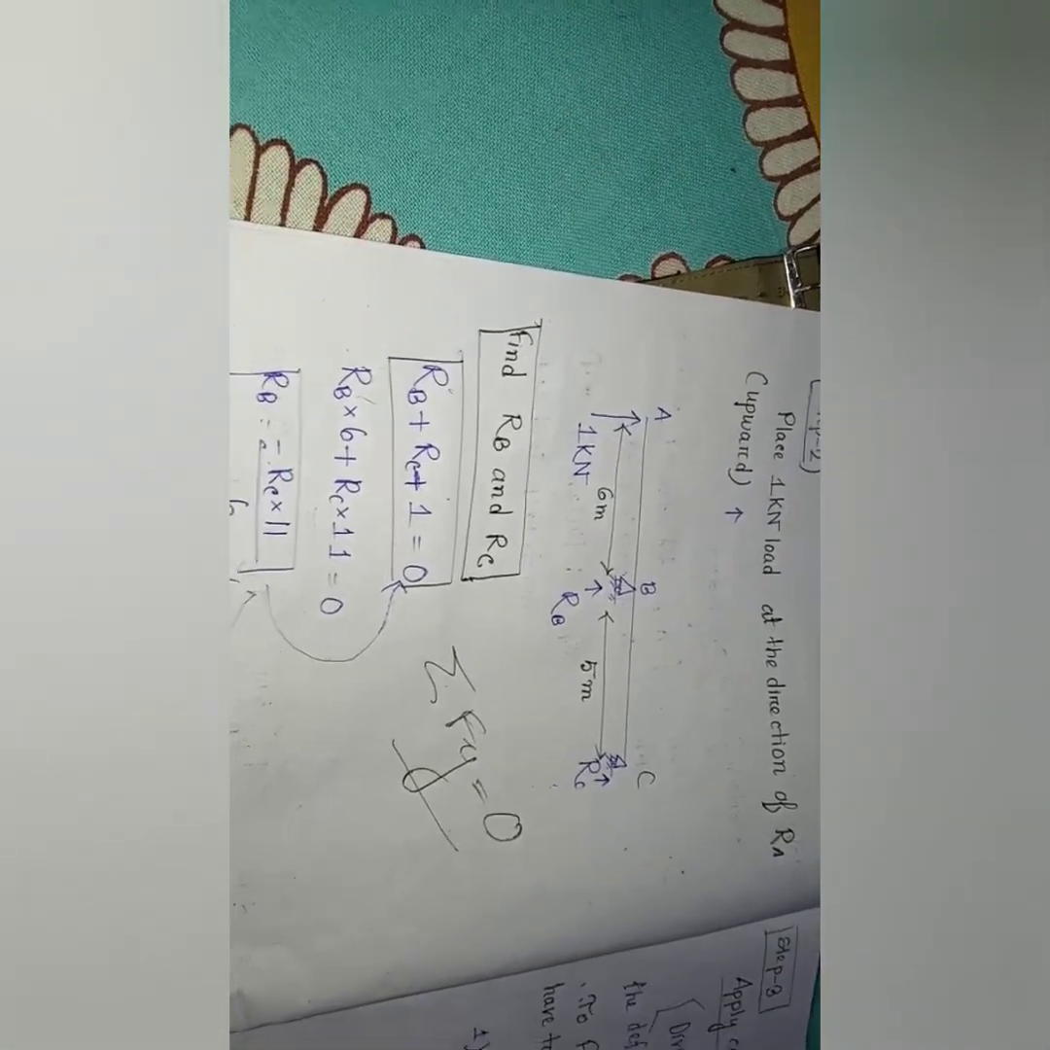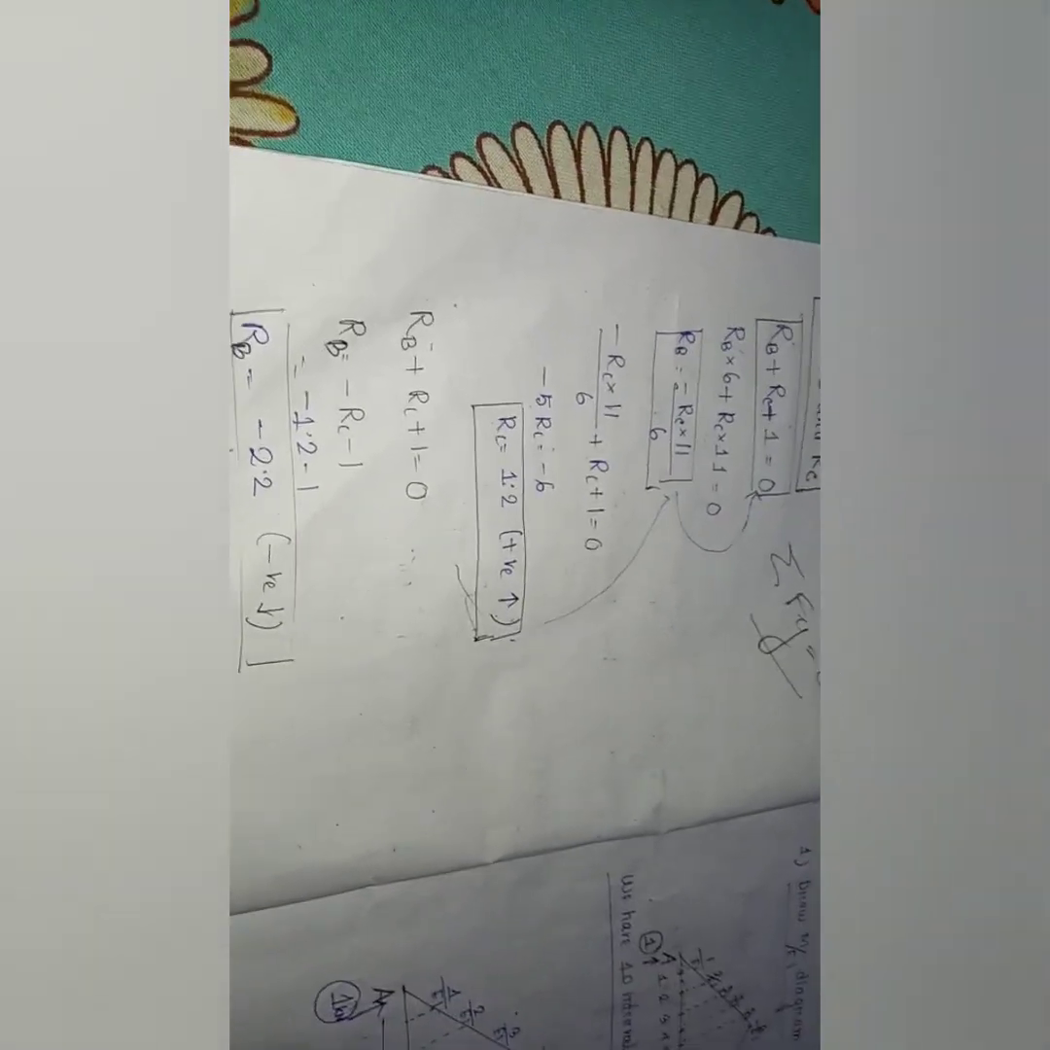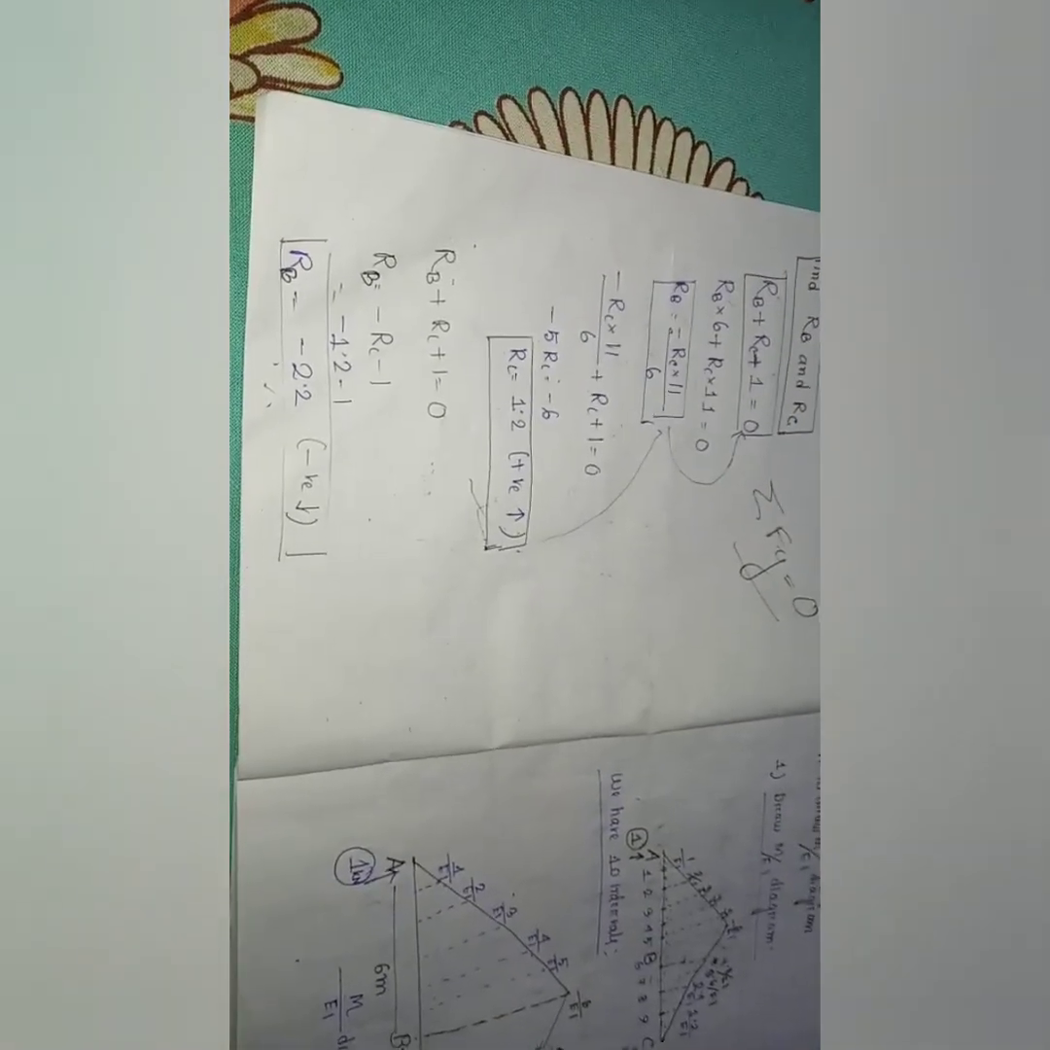We assumed in the diagram that RB is acting upward. So it is a wrong assumption. RB is acting downward actually. So it came negative. And RC equal to 1.2 positive. That means it is acting upward, right? So we found the value of RB and RC like that.